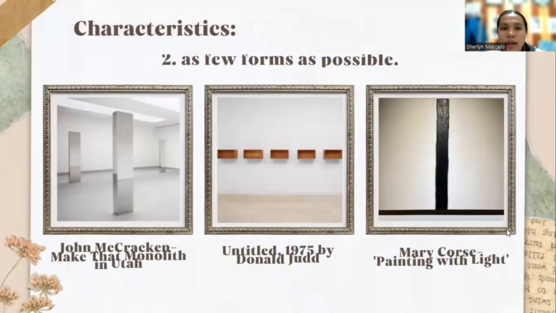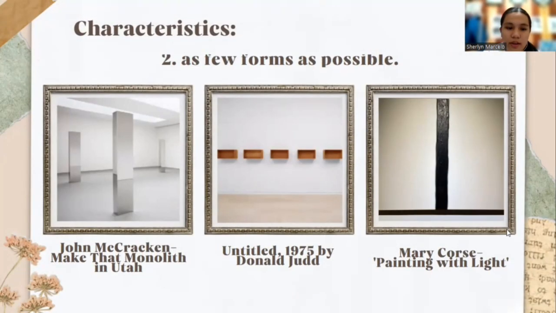Next is as few forms as possible. So, hindi ko rin siya napakita kanina sa well-known artworks ng minimalism. Pero, isang characteristic ng minimalism ay talagang kakaunti lang talaga sila. Like itong work ni John McCracken entitled Mock make that monolith in Utah. So, si John McCracken ay kilala din sa paggawa ng mga artwork niya na gantong style. Parang isang poste lang siya, bilang lang sa daliri yung gawa niya. So mahilig siyang gumawa ng mga ganitong genre ng minimalism art. And matatawag mo siya minimalism dahil iilan lang talaga siya at bilang lang talaga sa kamay.